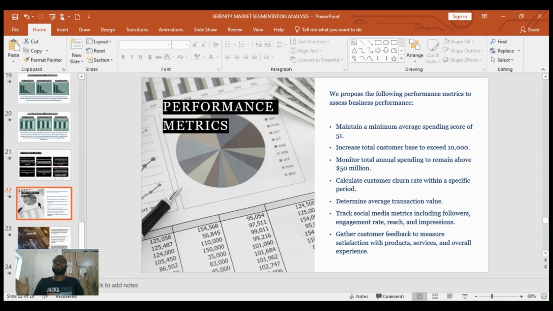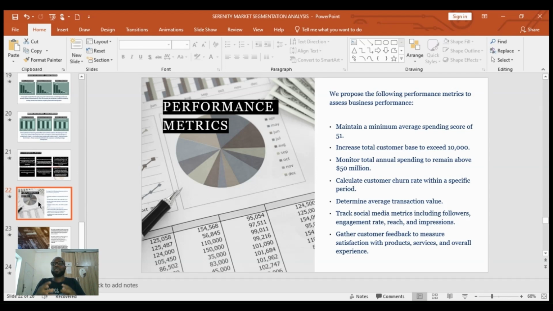And the company should from time to time monitor customer churn rates, to understand: are they losing customers, are they gaining customers? It is very, very important to keep that customer number up there and not allow it to drop. The company should also strive to determine average transaction value. So for each customer that walks into the store, or visits the online platform to make a purchase, the company needs to monitor how much they spend on average. If it drops below their projection, they should intensify their marketing effort to ensure that they are meeting their target.